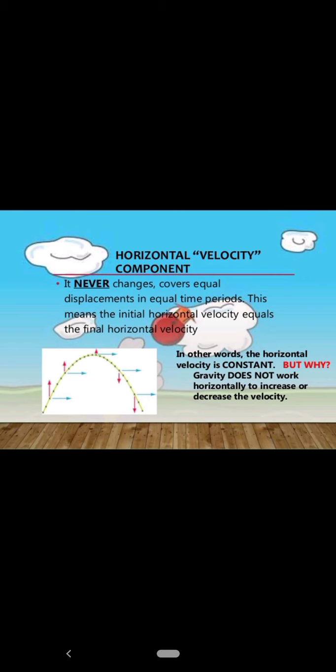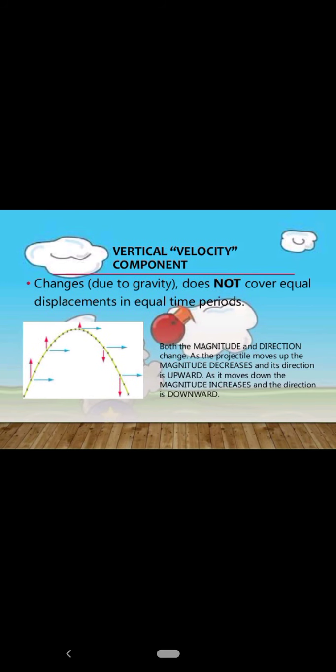So let's discuss the horizontal velocity component. It never changes, and covers equal displacement in equal time periods. This means the initial horizontal velocity equals the final horizontal velocity. In other words, the horizontal velocity is constant. But why? Gravity does not work horizontally to increase or decrease the velocity. So only the vertical velocity component will change, and the horizontal velocity component remains constant.